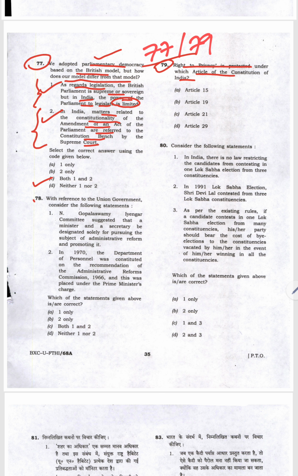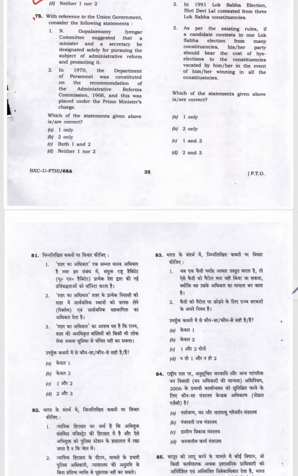Now let us eliminate Article 15, right to equality, and right to privacy. No, it will not be related. Article 19, right to freedom. I think it's not related because right to privacy is something personal, individual, right? Article 29 is about minorities. It is also not right. So Article 21, right to life. When we're talking about right to life, it is something related to the personal, and right to privacy is also something related to personal. So I'll go with option C. This is a very easy question. I don't need to discuss much about it.